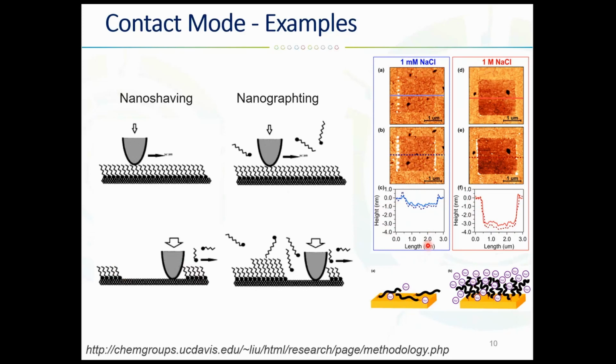So again, contact mode, even though it kind of destroys the sample, you can use it to your advantage and destroy the sample in a way that you want it to be destroyed. And for example, here on this free space, you can modify the surface with different molecules. So this can be quite useful.